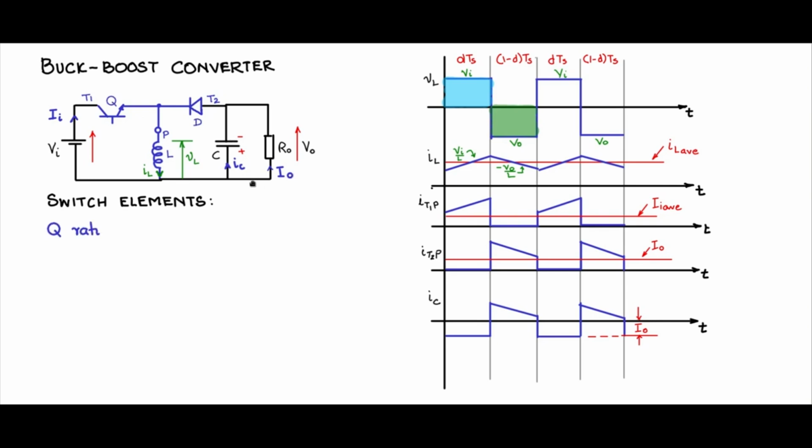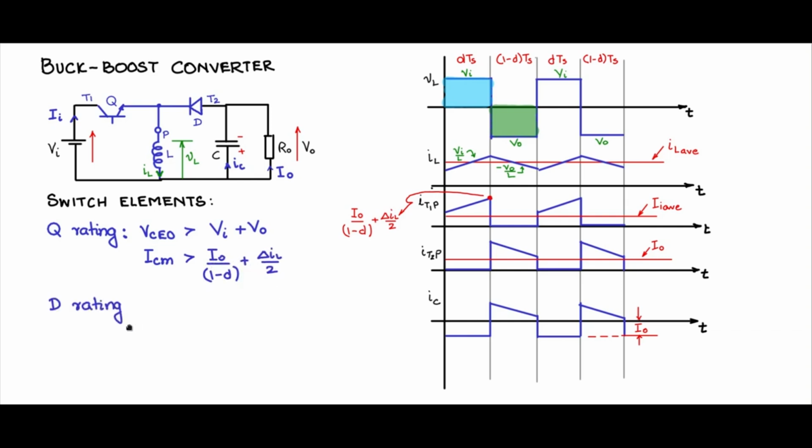Let us write down the ratings for Q and the ratings for D. For the VCEO rating of Q, when the switch is off, the collector is at Vi potential and the emitter, since the diode is conducting, freewheeling during that time, will be connected to minus V0. So Vi on this side, and on this side minus V0. So the Q VCEO should be greater than Vi minus minus V0, or Vi plus V0. For ICM, the current through that, we see IT1P. This is the peak current, and we know this is IL average plus delta IL by 2. IL average we know is I0 by 1 minus D. So therefore ICM is I0 by 1 minus D plus delta IL by 2.